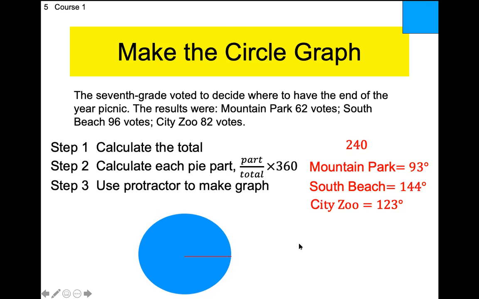I take my protractor. I put the hole of the protractor on the center of the circle. So I'm putting the hole of the protractor right here. I'm lining up the 0 line of the protractor right here. And I'm going to read 93 degrees on my protractor and draw that line. So 93 degrees, roughly right there. Okay, 93 degrees. Is everybody okay with that?